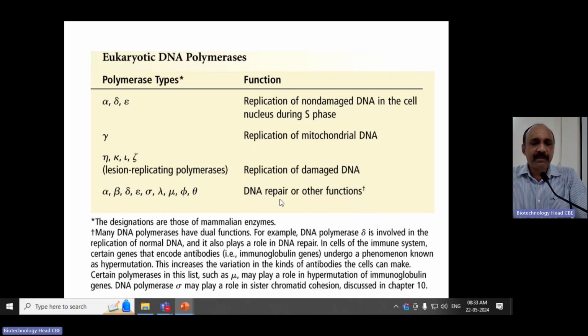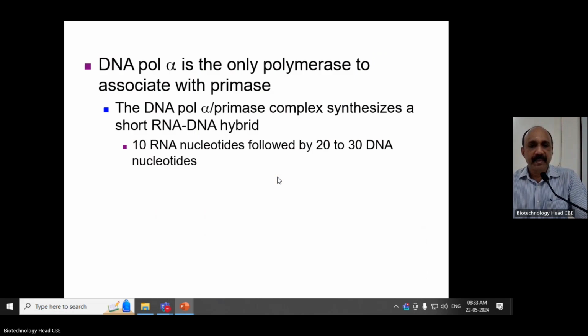You don't need to remember all those 15, 16. We are still researching and finding out there can be many other polymerases, right? So again, the polymerase types have several different functions. Alpha, theta, epsilon, gamma, all those subunits, different types of polymerases, have different functions in DNA replication.